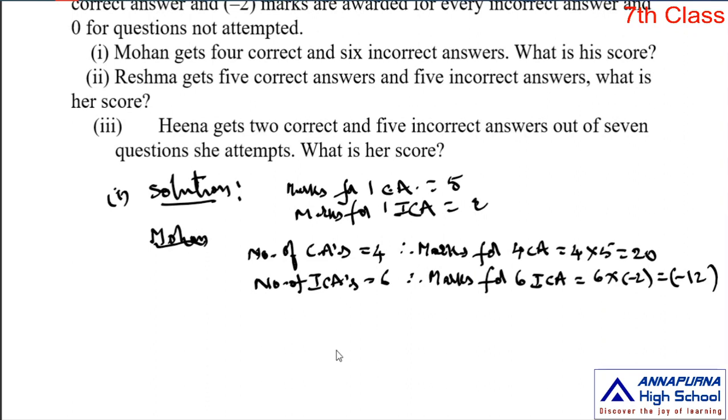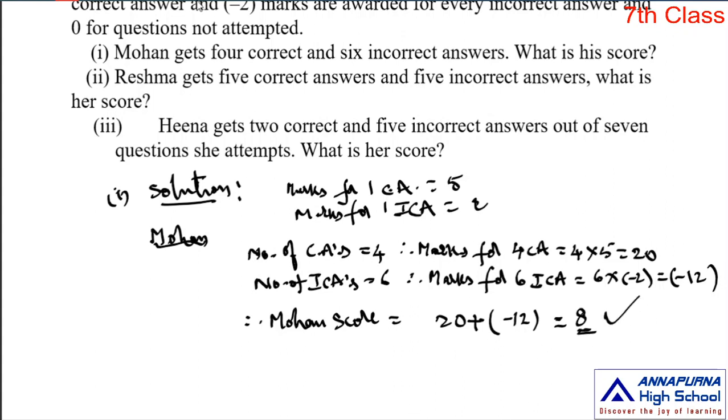Now, therefore, Mohan's score is equal to marks for correct answers plus marks for incorrect answers. How many marks did he get? Correct answers 20, plus marks for incorrect answers, minus 12. So again we have the addition of integers. 20 plus of minus 12 is equal to how much? 8. So what is Mohan's score? He got 8 marks.